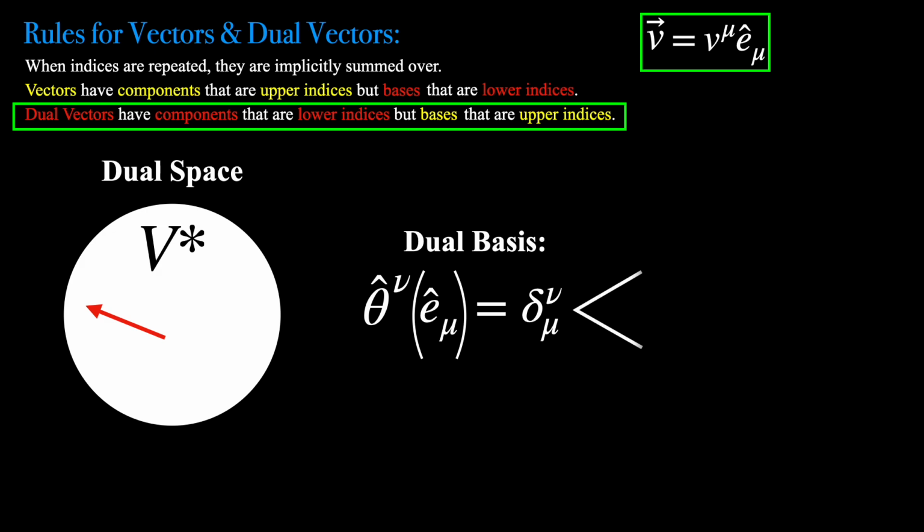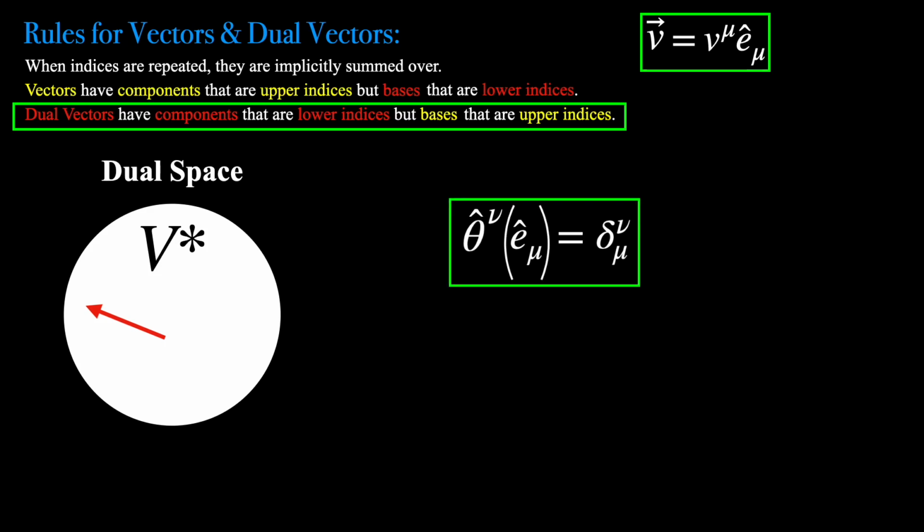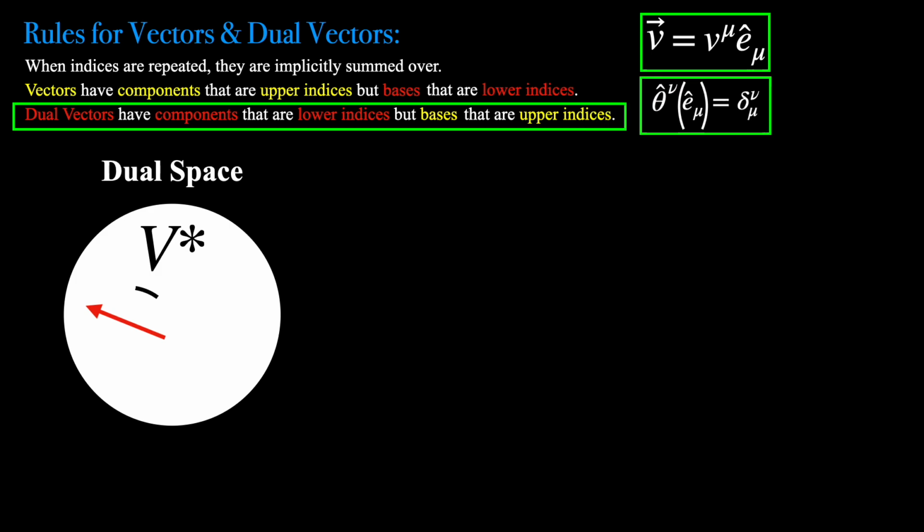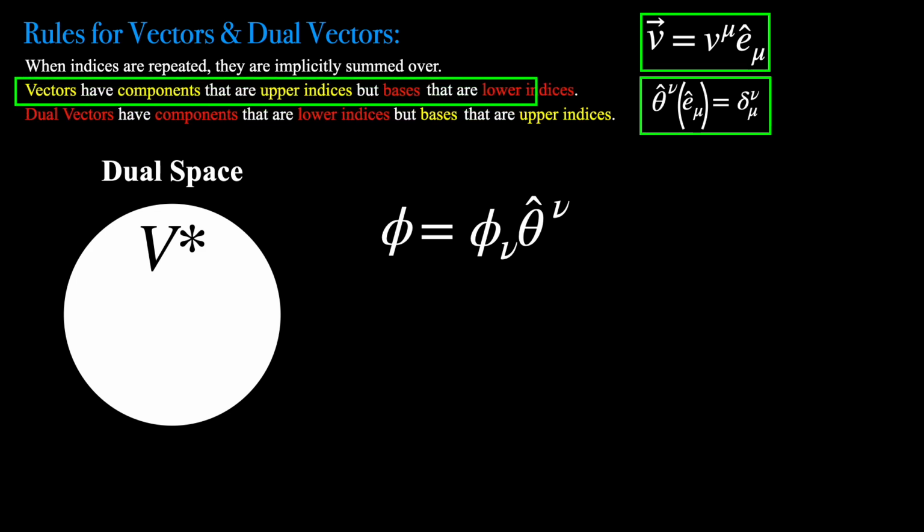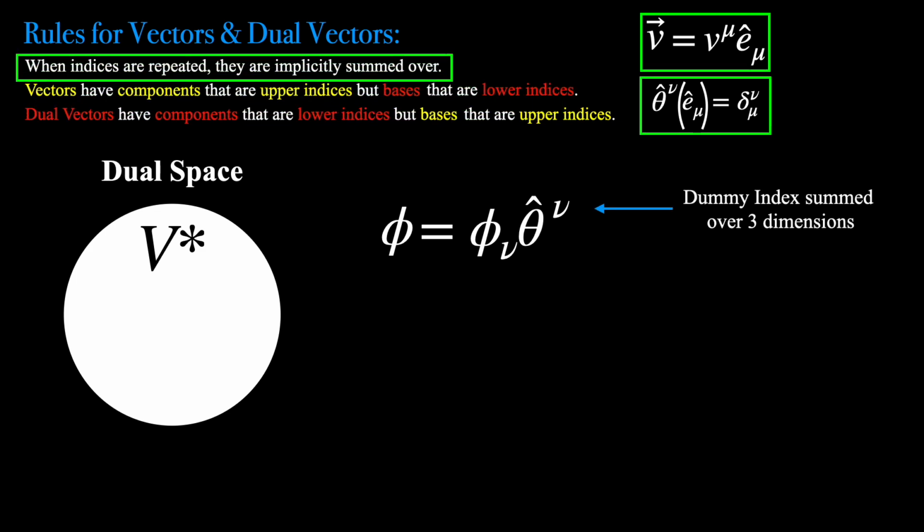This is a tensor that I will explain more about in a future video, but for now it will suffice to know that it equals 1 whenever nu equals mu, and it equals 0 whenever nu and mu are not equal to each other. So any basis vector in the dual space satisfies this equation and is fully defined by it. It is then straightforward to express a dual vector in terms of these bases. We simply will write the components with a lower index and utilize the rule that repeated indices indicate an implicit sum. And again, this index is a dummy index that is summed over 3 dimensions, but it could be a different number in other contexts.